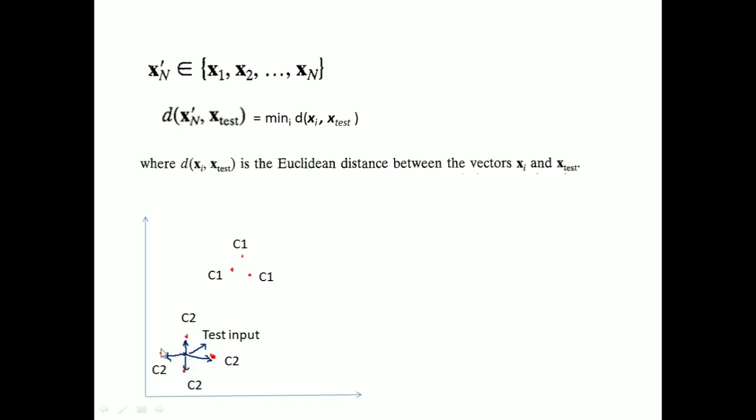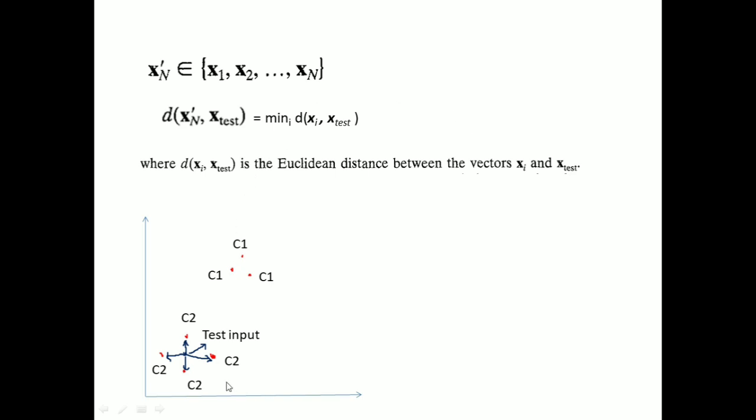So let us suppose that we have a test input here. If you see, this point is the test input. So here we can say that the output of this particular input also belongs to class C2. How are we saying that this test input's output is C2? The closest input to this test input, let us say if this is the closest input to this test input, the output of this closest input is C2. So that is the reason we are also saying the output of this test input is C2.